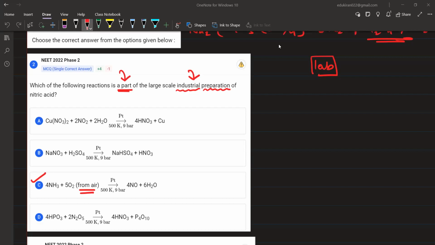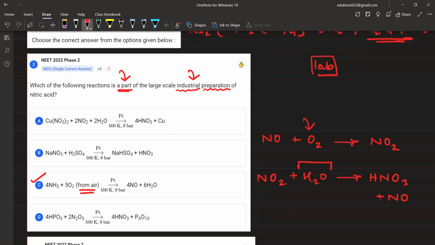Now let me give you the full reaction. This is the first reaction. We take ammonia and react it with oxygen, and then the formed NO is reacted with O2, and it gives you NO2. You can balance this out later. Then NO2 is reacted with H2O, and it gives you HNO3. Then we have another NO molecule which can further be reacted with oxygen. As you can see, we are using oxygen and water, so very cheap materials are used whenever we have an industrial preparation.